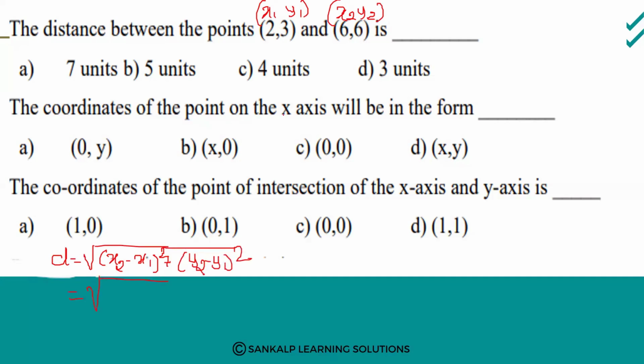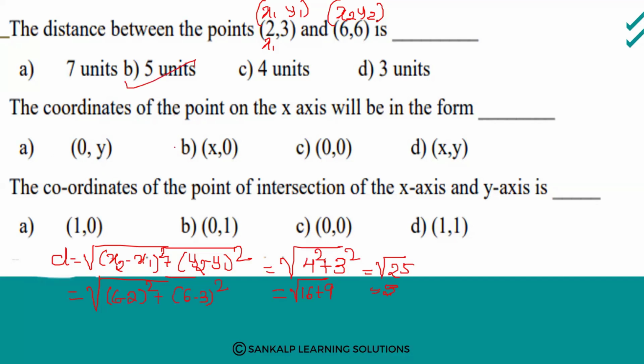X2 is 6 here. See here, this is x1, y1 and this is x2, y2. X2 value is 6 and x1 value is 2, square, plus y2 value is 6 and y1 value is 3, bracket square. 6 minus 2 is 4 square plus 6 minus 3 is 3 square. 4 square is 16 plus 3 square is 9. 16 plus 9 is 25. Square root of 25 is 5. Therefore, 5 units. Option B is right.